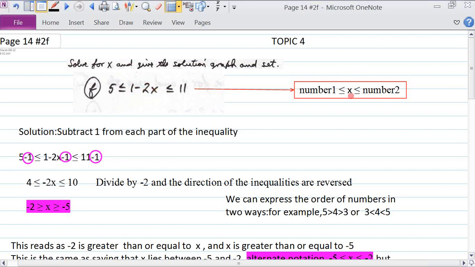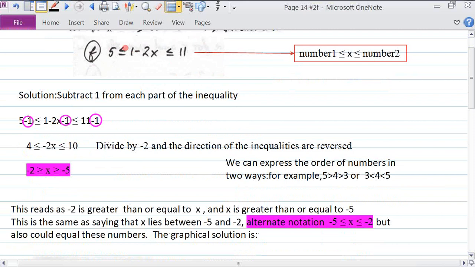So we're going to put the number x right in the middle, and this number is going to change, and this number is going to change. So we're going to have a number here, then we're going to have a variable x, and then we're going to have another number over here. So how do we do that?